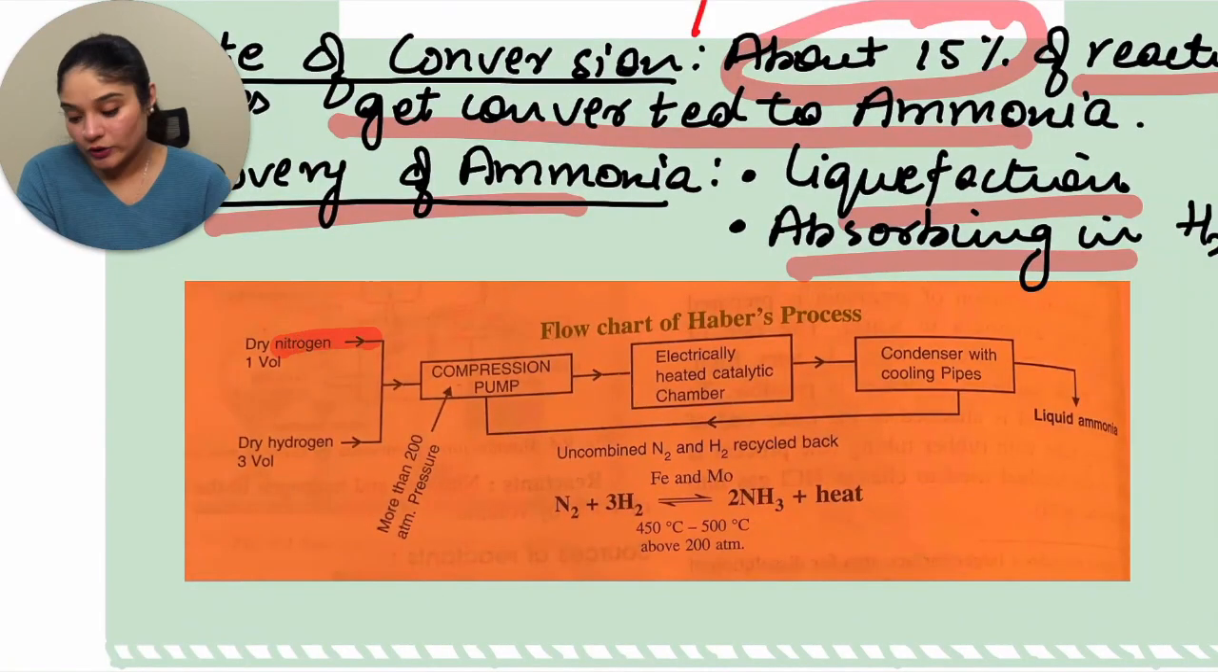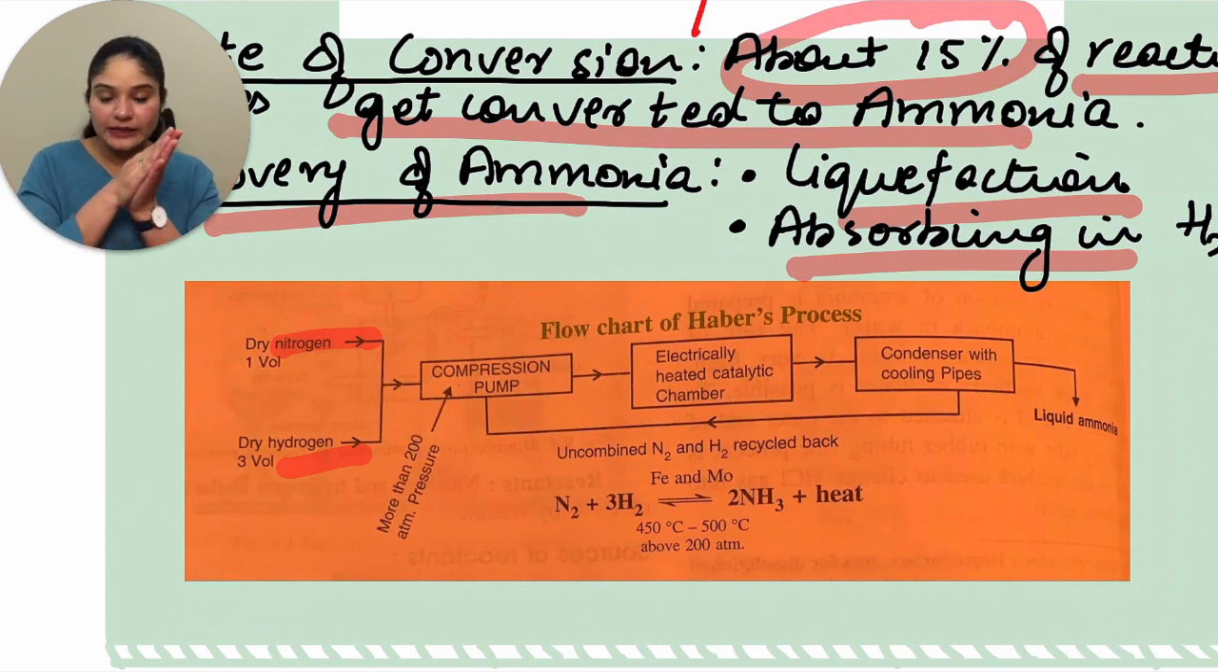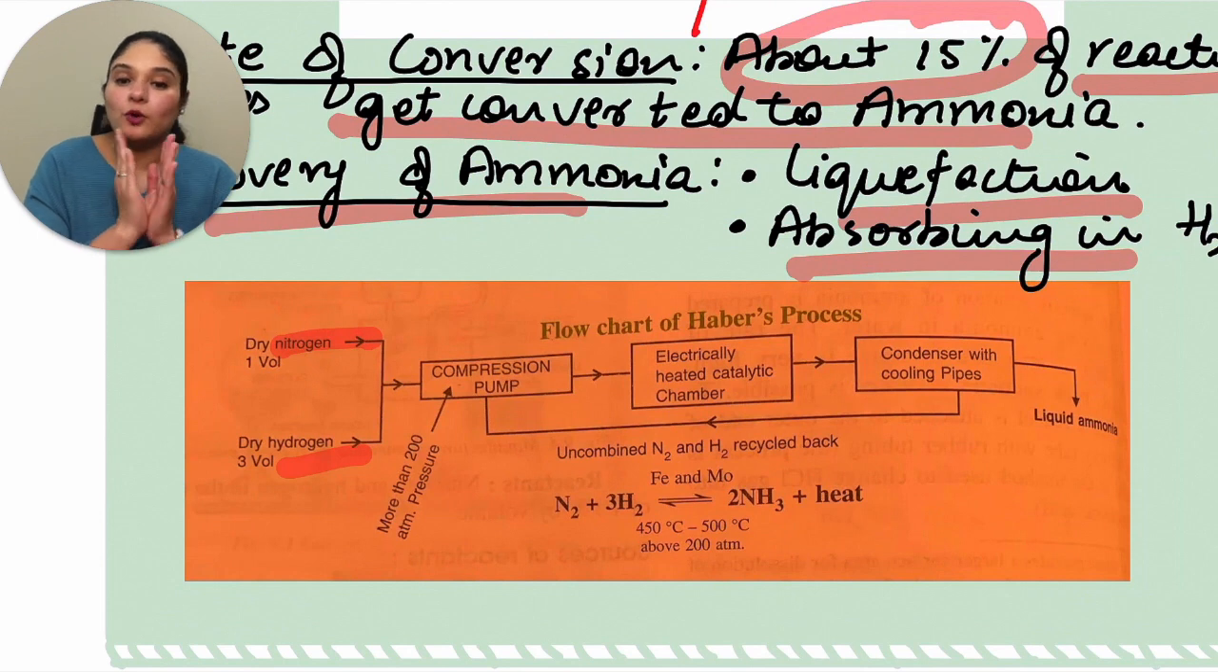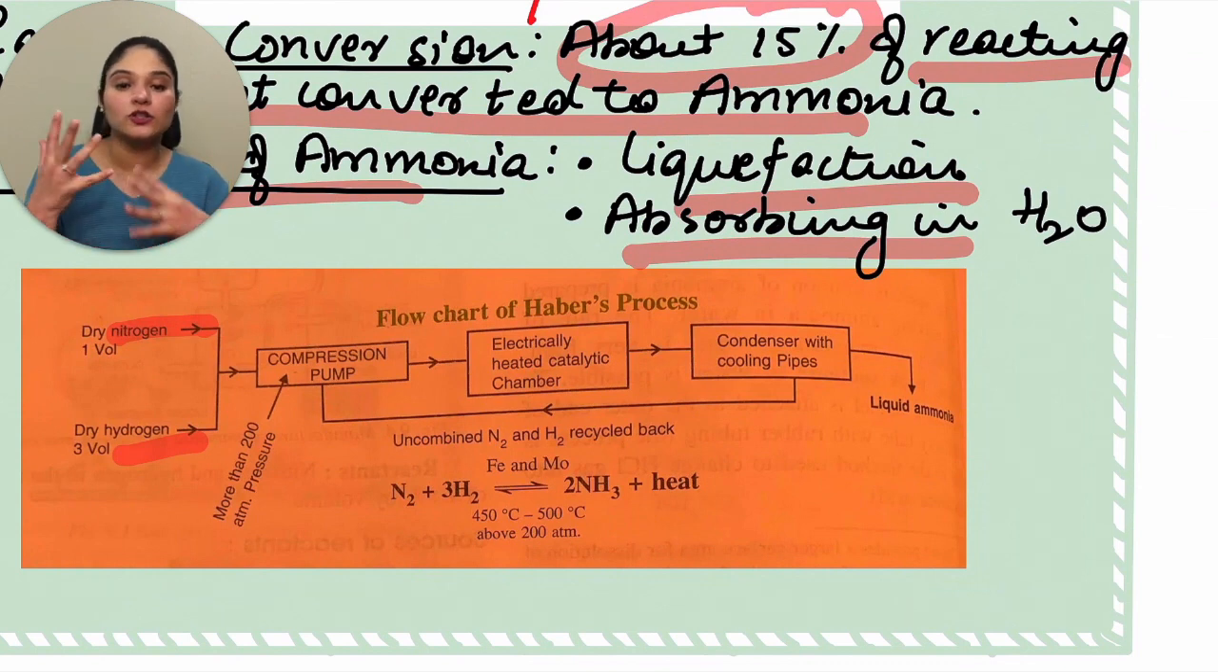So dry nitrogen and hydrogen are entering from here. Then, there is a compression pump. In the compression pump, your dry gases are coming in. You put extra pressure on the gases, and then send them further into the electrically heated catalytic chamber. What catalysts are present here? You have finely divided iron, molybdenum, or aluminium oxide present here. So over here your reaction happens.